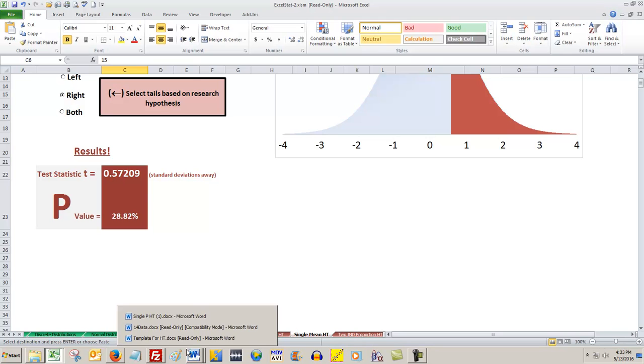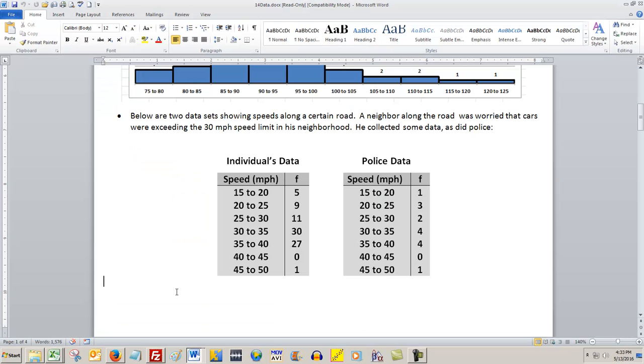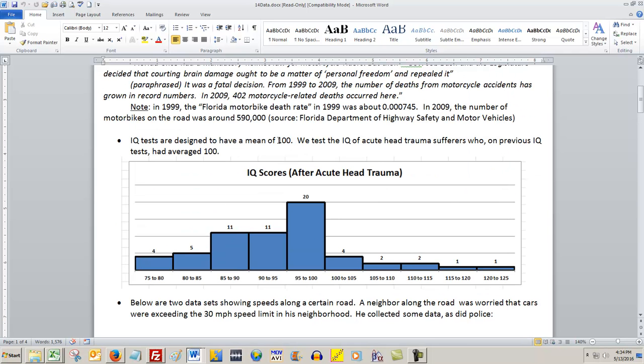Okay, so let's move onward. You now have seen pretty much any kind of test where you have a known value, like for this one, 30 miles an hour. If you're interested to try another one, you can look at this one up here to see if you've got any IQ deviation from normal with acute head trauma. So there's a known number of 100 as the average IQ of human beings according to the way IQ scores are kept. So you now have a tool where you have an average you can compare to.